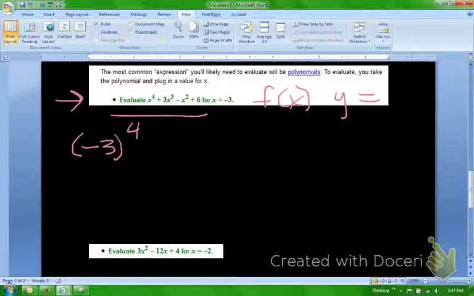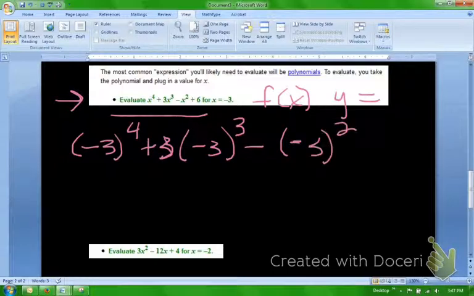So everywhere there's an x, we're going to substitute a -3. So we have -3 to the 4th plus 3, another x, which is -3 cubed, minus, and then we have another x, which is -3 squared. You're going to write that down, then we're going to have 3 cubed, and then 3 squared. Watch your signs. I'm going to give you a second to do this and see if you can come up with an answer.